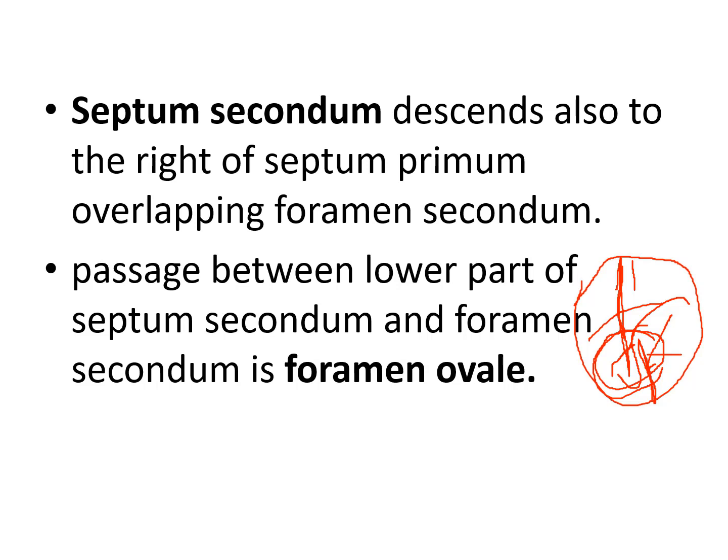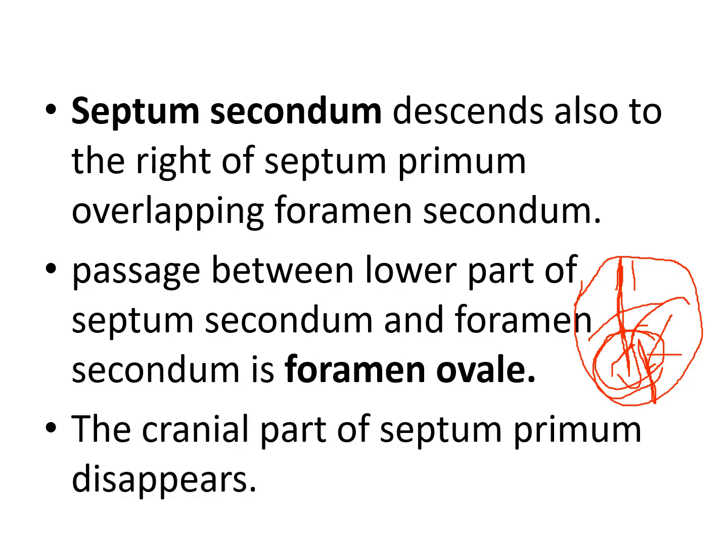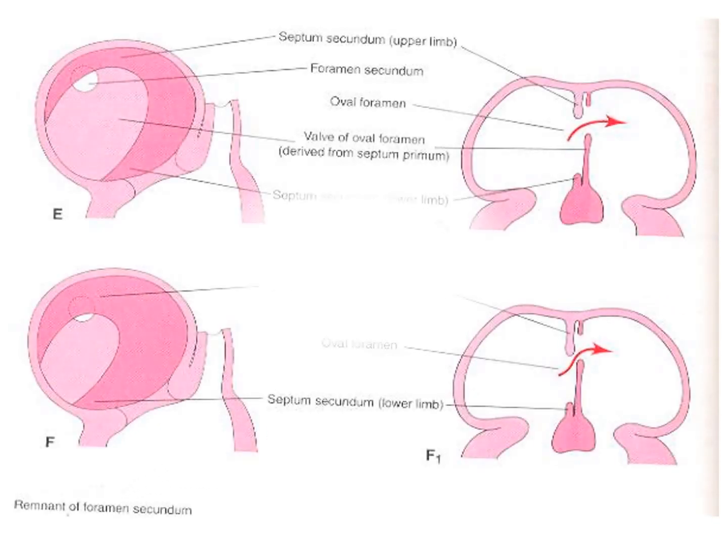So this is a very important clinical part, which is the formation of the foramen ovale. Remember, sometimes we can get patent foramen ovale. The cranial part of the septum primum disappears. All this part will disappear to make easier passage of blood. You can see here we have two septa, but it is more clear on the coronal section here. This is the remaining part of the septum primum. We have septum secundum on its right here. It is starting to descend.